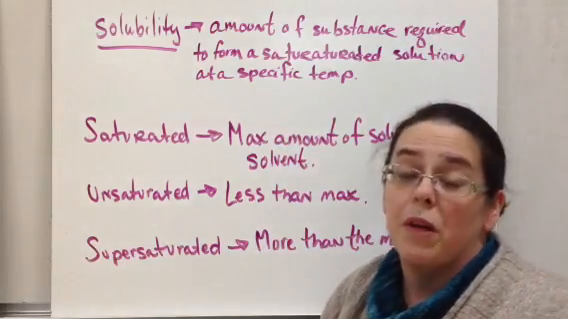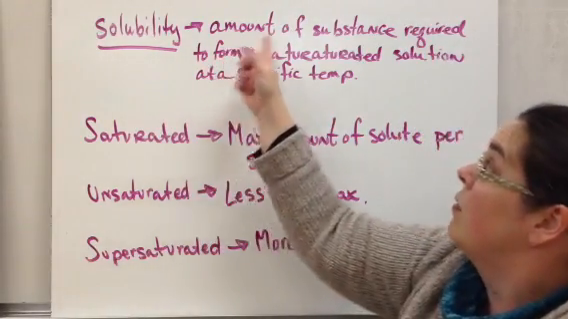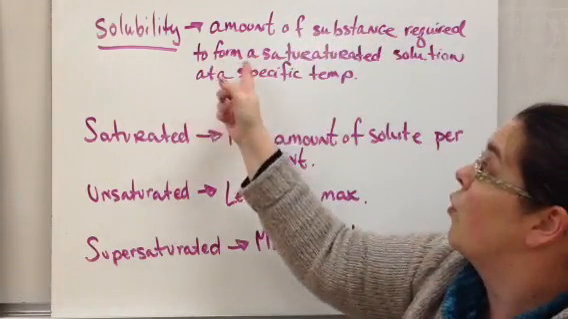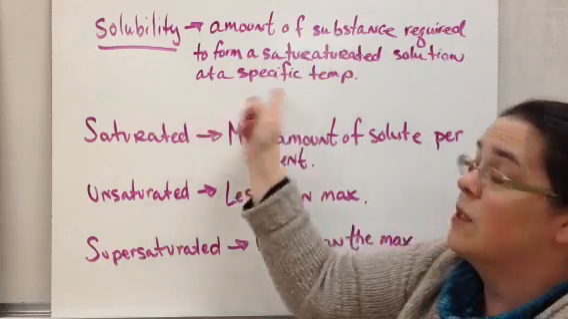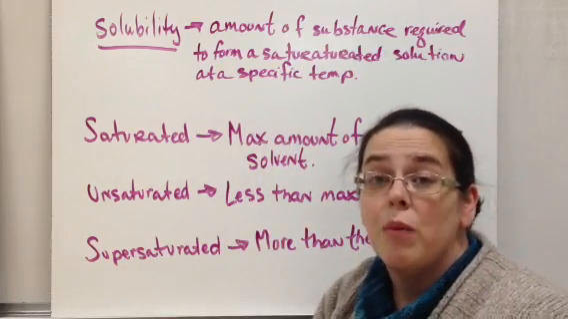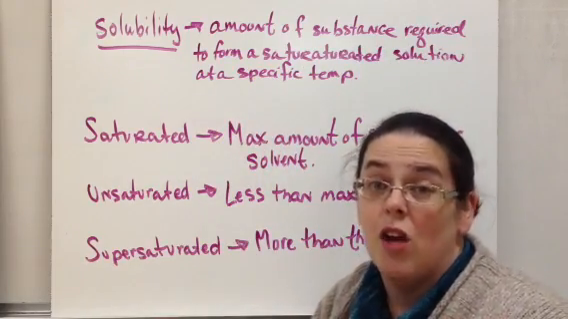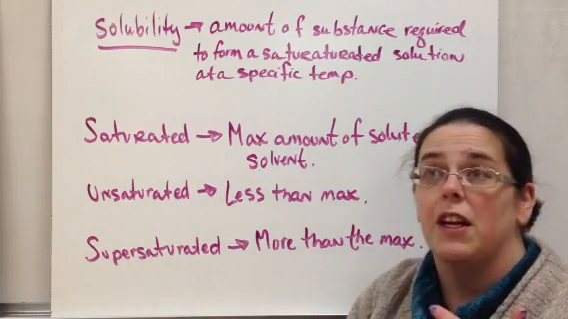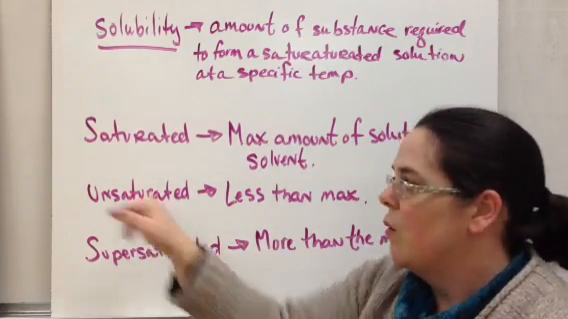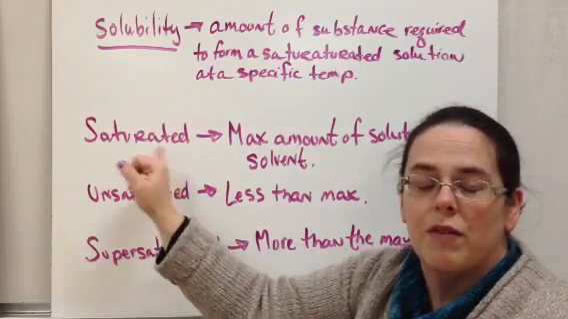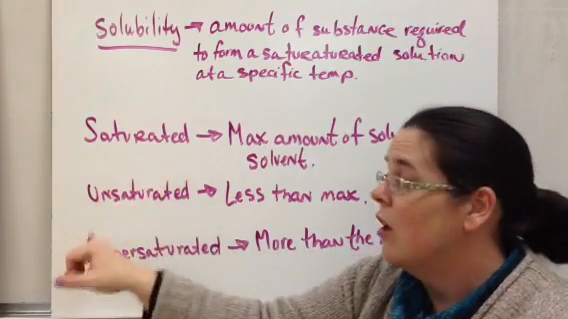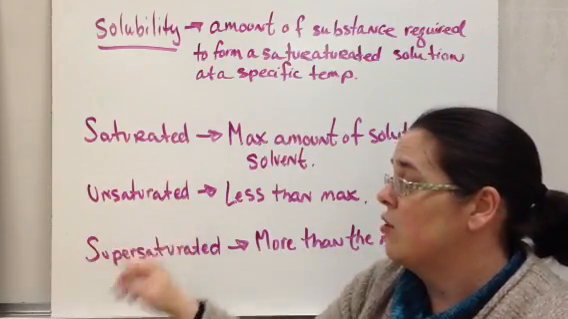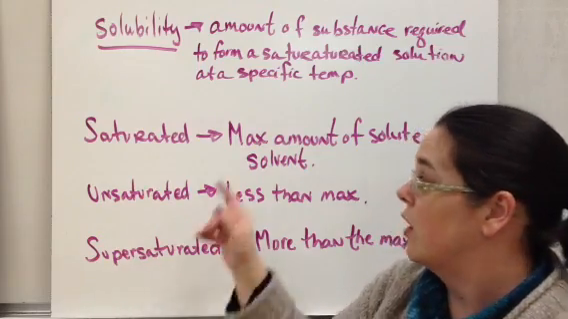Okay, so solubility. Solubility is the amount of a substance required to form a saturated solution at a specific temperature. So how much stuff you can dissolve at a certain temperature. And we have three types of solubility states. We have a saturated solution, an unsaturated solution, and a supersaturated solution.